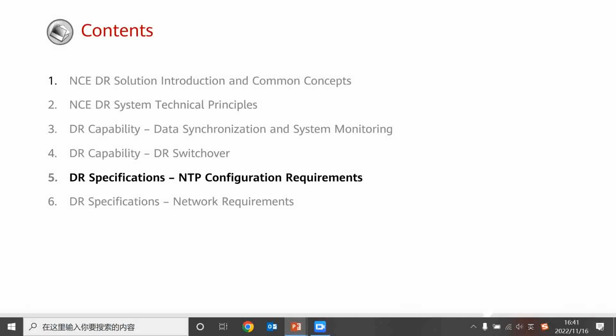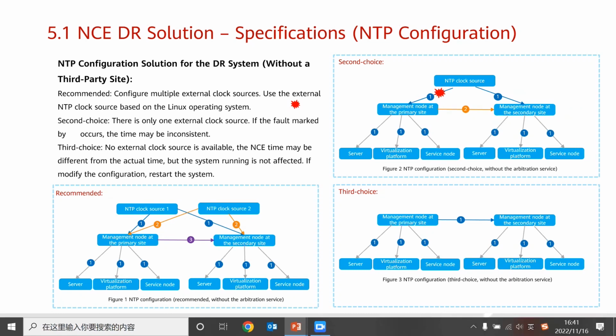And for DR specification, let's use NTP configuration requirements as an example. So the NTP configuration solution for a DR system without a third-party side looks like this. The recommended way to do this is to configure multiple external clock sources and use the external NTP clock source based on the Linux operating system. So two external sources are recommended.